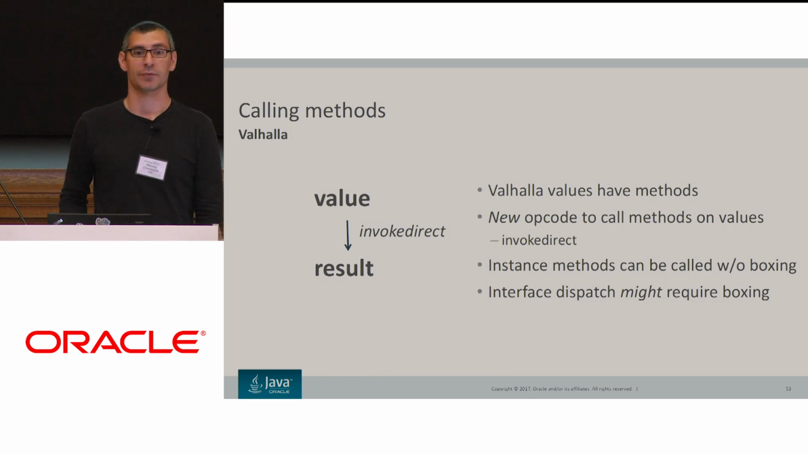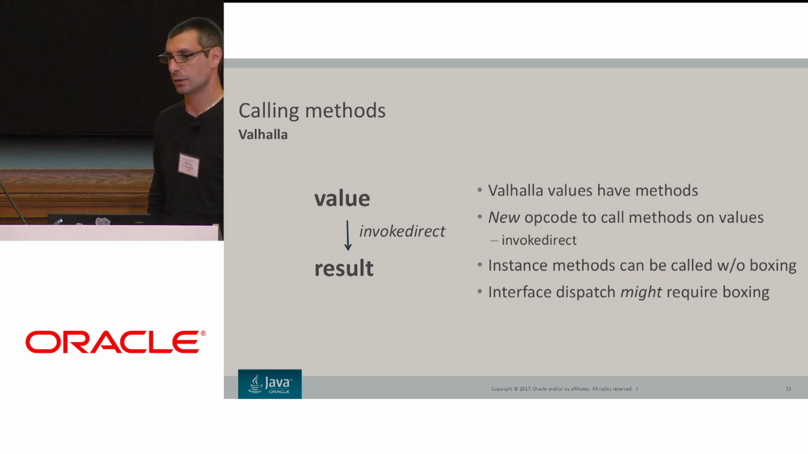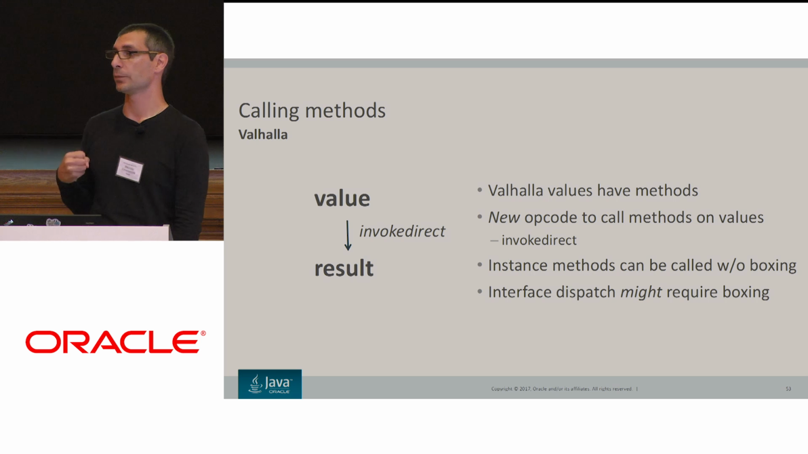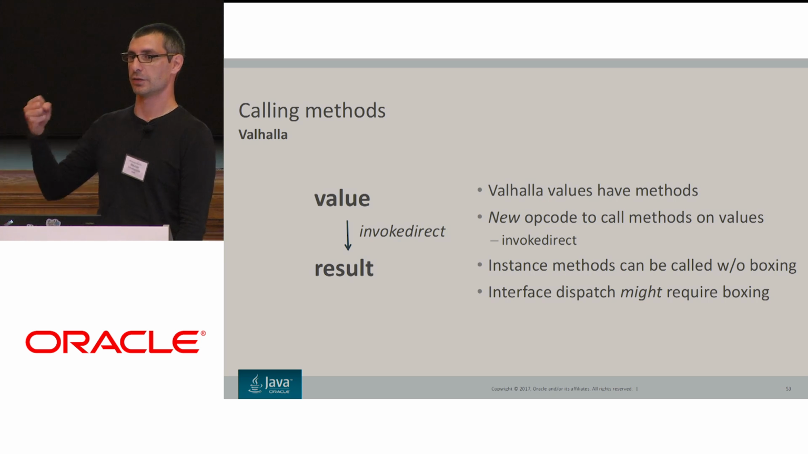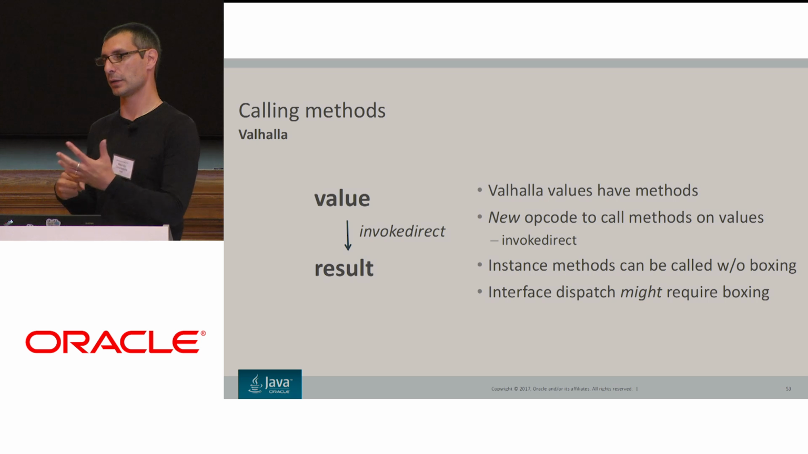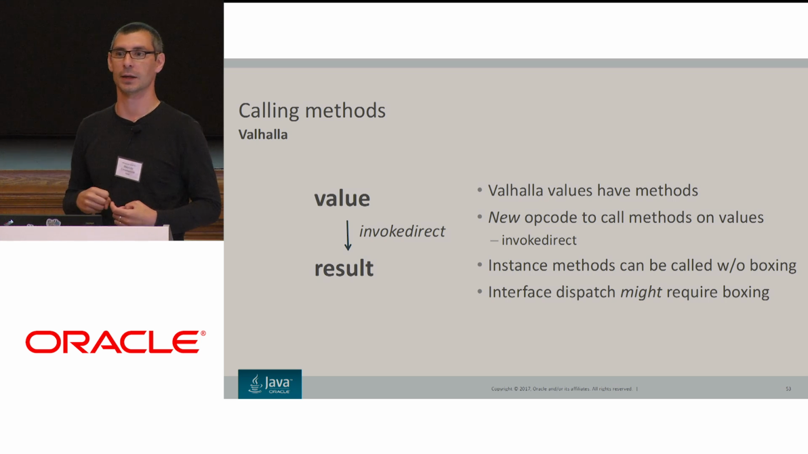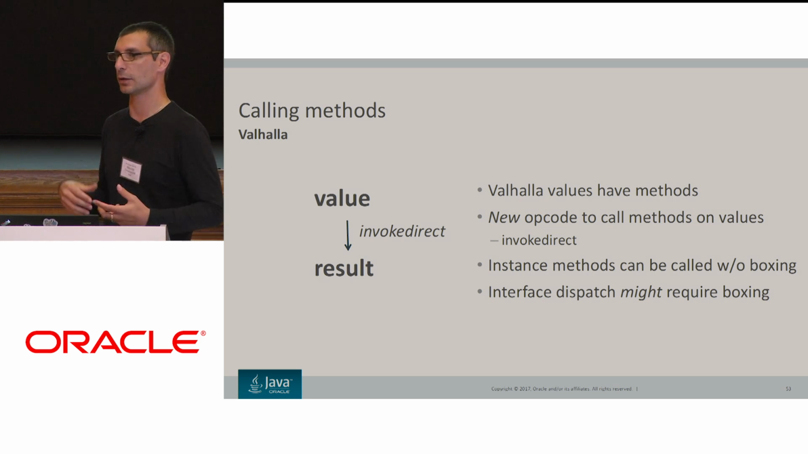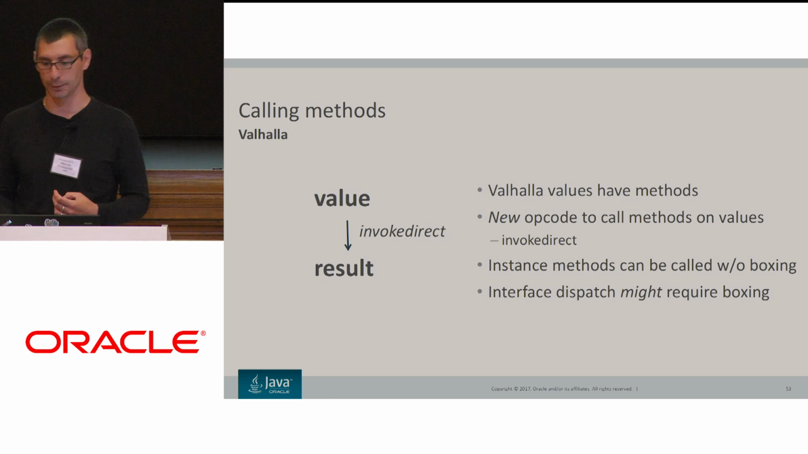How do you call methods on values? Well, in Valhalla, that's easy. There is an opcode called invokedynamic, which allows you to take a value and call a method on it. This opcode is particularly magic because if you are calling a method that is defining some interface, because it's a default method, it will also do some boxing transparently.